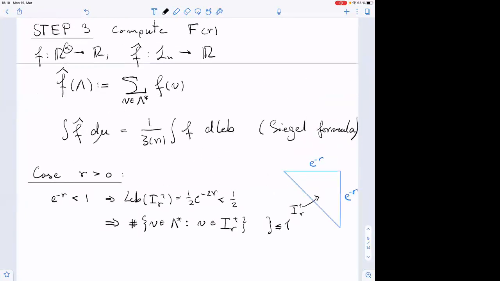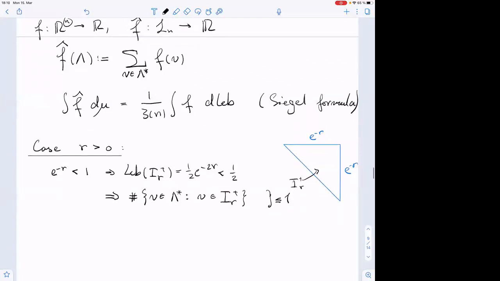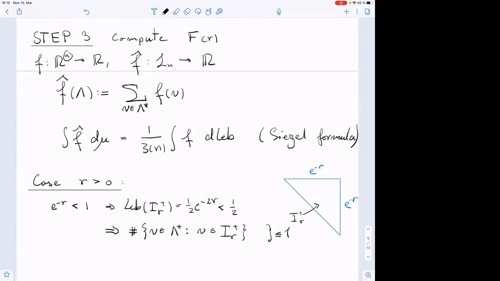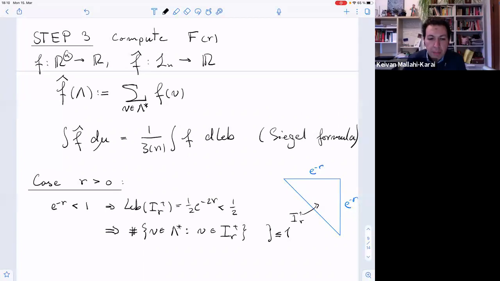You assume something about lambda? Sorry? Do you assume something about lambda? No, so this is just lambdas in L2. So this is for any lambda. So basically, you can have at most one primitive point in that triangle for any lattice.